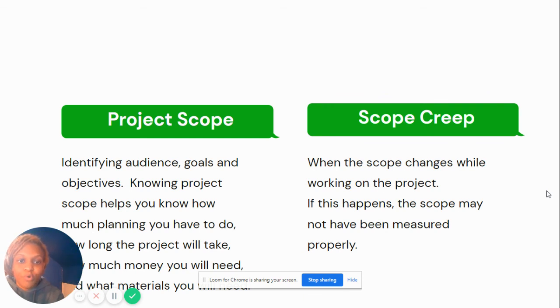Now, scope creep is when that scope changes. So while you're working on the project, all of a sudden you realize that you're going to need more money, or all of a sudden you realize that it's going to take a little longer, or your target market is most likely these people and not these people, so you need to change your designs up a little bit more. Now, if this happens, then that means you may not have planned properly in the beginning when you were figuring out your project scope.